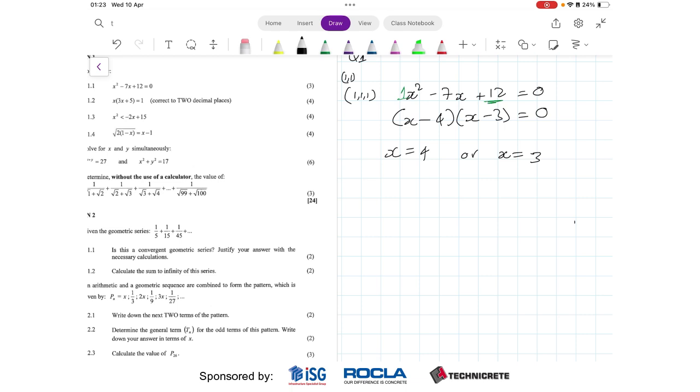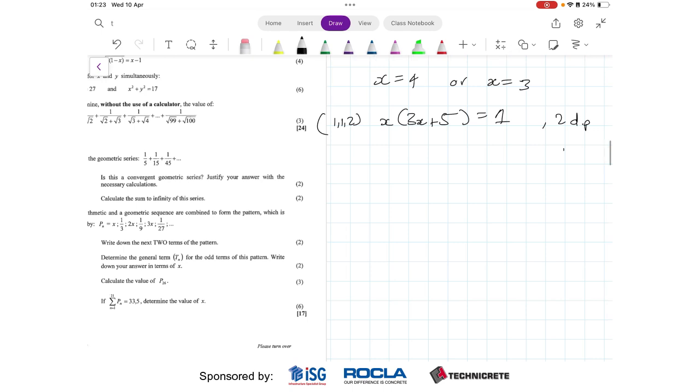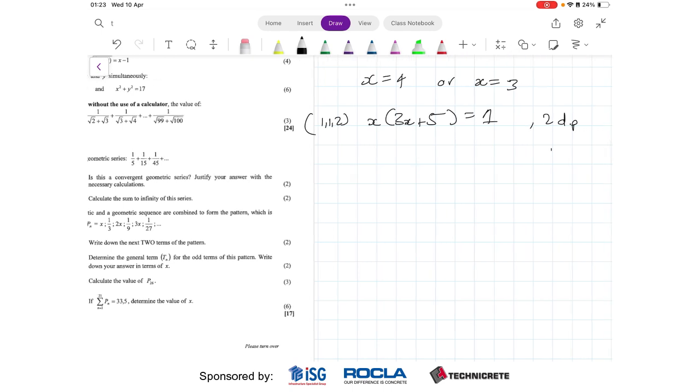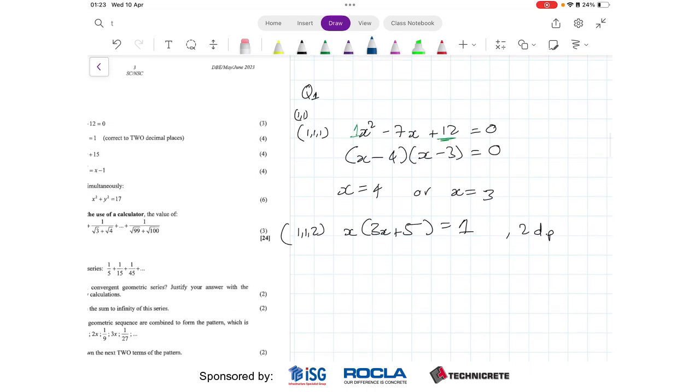For our second question, 1.1.2, we are given that x into 3x plus 5 is equal to 1, to 2 decimal places. Immediately, what this 2 decimal places tells you is that you are going to be playing with the quadratic formula, right? So the first thing that you're going to do is we are going to write this equation in standard form. Now, what do I mean about standard form? I mean something like this, right?